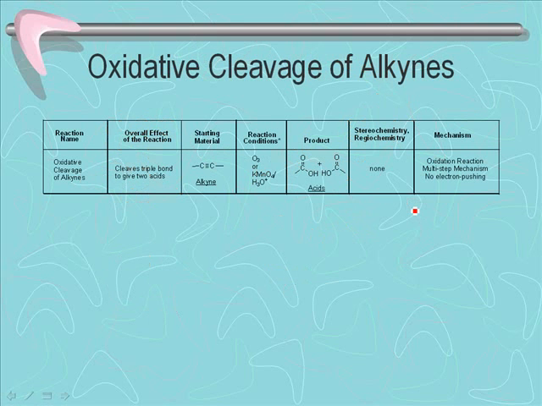Finally, alkynes can also be cleaved by some of the same reagents that alkenes can. Ozone and permanganate will cleave the carbon-carbon triple bond. But when the carbon-carbon triple bond cleaves, we get a pair of carboxylic acids. And so this reaction simply breaks the triple bond and gives us a pair of carboxylic acids.